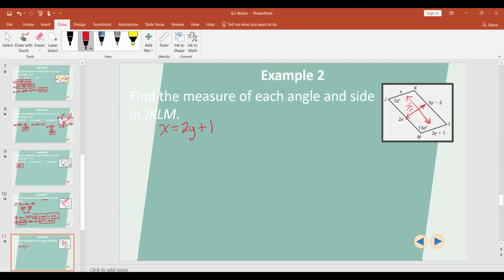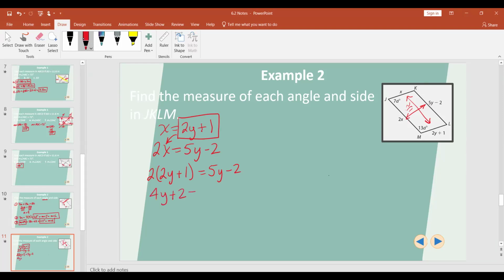And that's my JK and my ML. And then JM is 2x equals 5y minus 2. So I can take this value for x that has y and plug that into my x right here. So 2 times 2y plus 1 equals 5y minus 2. And then solve for y. Let's go ahead and do the math.